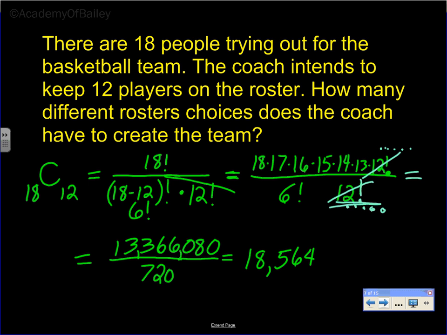18,564 ways for the coach to choose his basketball team if 18 people try out for the team and he's only going to keep 12 on the team. 18,564.